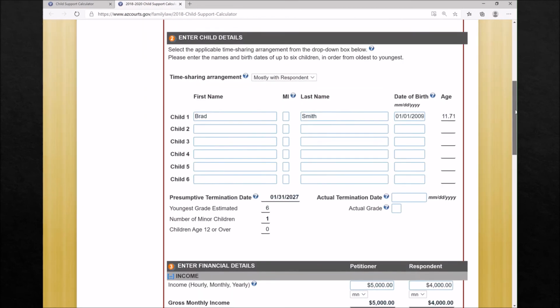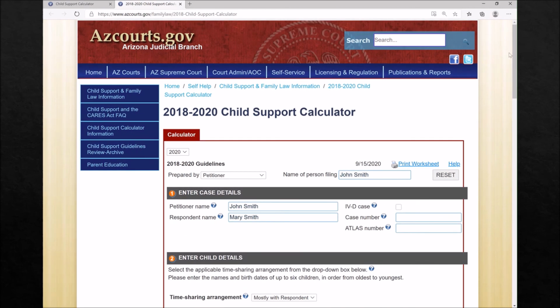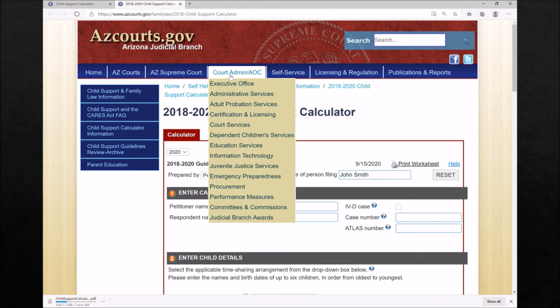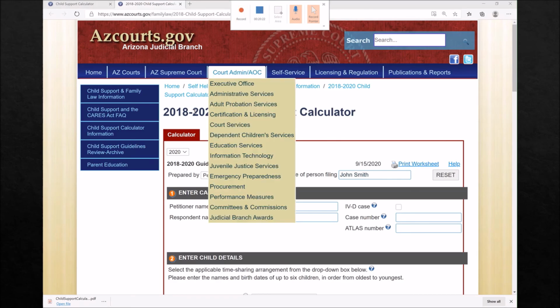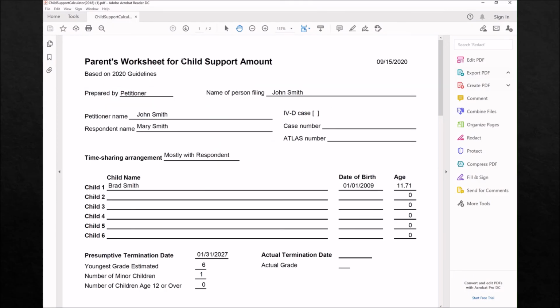Once we have entered all this information here, you click on the print worksheet, and it will basically produce a worksheet for you. Let me show you how that works. And basically, here's your child support calculator PDF. And here we are. This is the child support calculator.